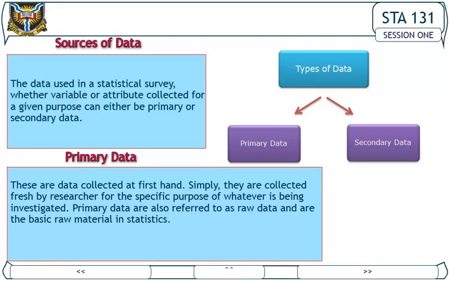Sources of data. The data used in a statistical survey, whether variables or attributes collected for a given purpose, can either be primary or secondary data. Primary data. These are data collected at first hand. Simply, they are collected fresh by the researcher for the specific purpose of whatever is being investigated. Primary data are also referred to as raw data and are the basic raw material in statistics.